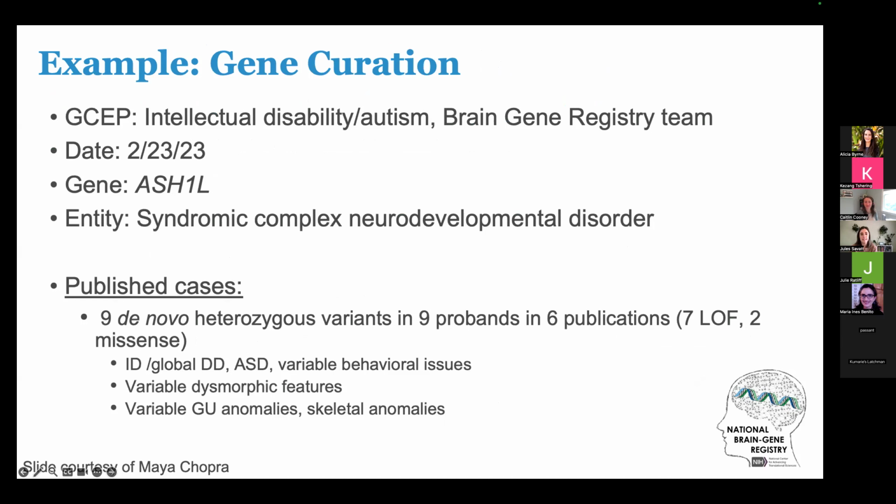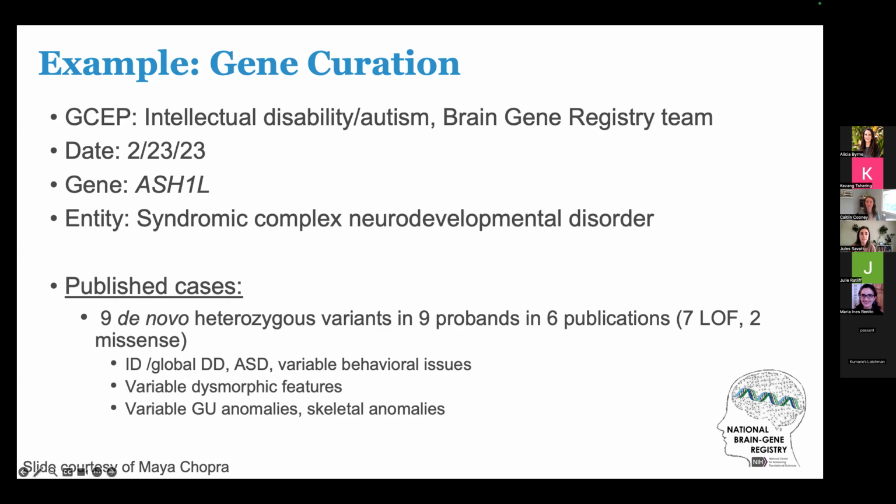So first up, in the example of gene curation, as I mentioned, one of the groups that we've worked with is the Brain Gene Registry, helping them collect data submitted to ClinVar. And we've thought about doing that to inform some of our intellectual disability autism gene curations. Maya Chopra chairs the BGR Intellectual Disability Autism GCEP. Back in 2023, a couple of years ago, that team was curating the ASH1L gene in relationship to autosomal dominant syndromic complex neurodevelopmental disorder.